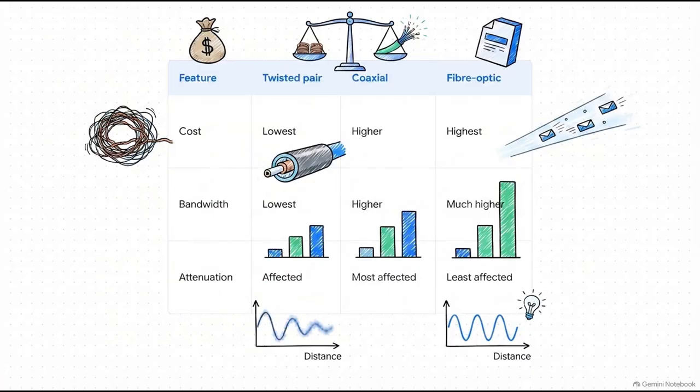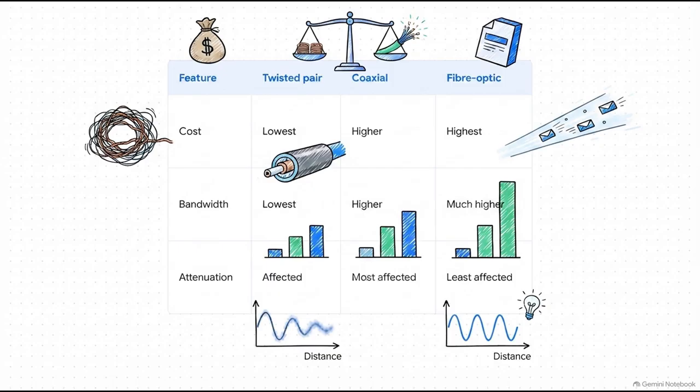When you're designing a network, choosing between these cables is basically a huge balancing act. Twisted pair, that's your cheapest option for sure, but it also has the lowest bandwidth, meaning it carries the least amount of data per second. Coaxial kind of sits right there in the middle for both cost and bandwidth.